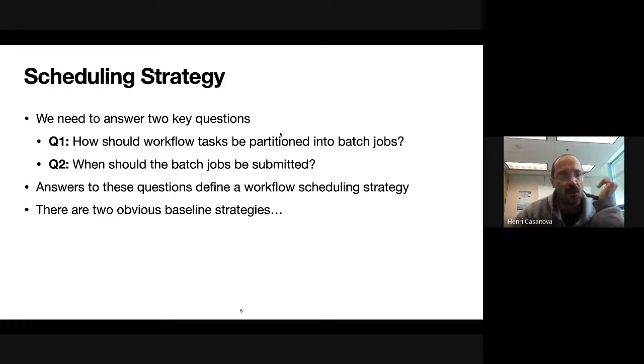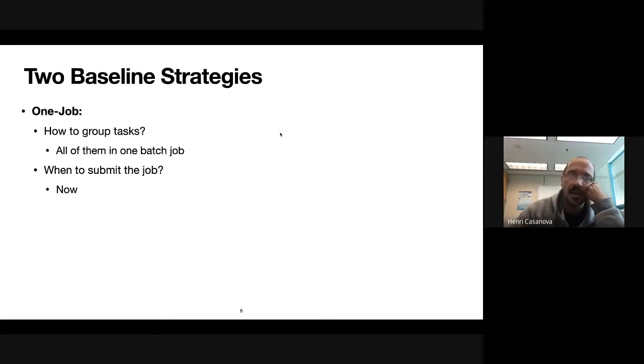So there are two very obvious baselines right away. One is, I'm going to call it one job. And that's a very trivial one. We put all the tasks in one batch job. And when do we submit it? Well, right now. Right? So that's just submitting your entire workflow as a single job.